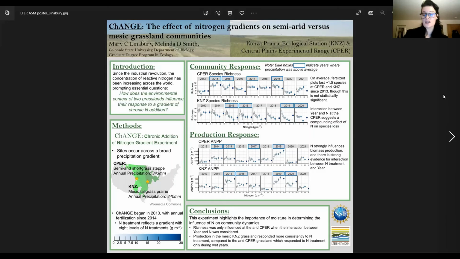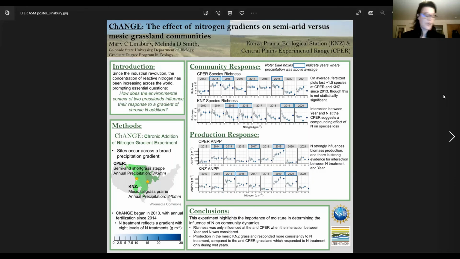We were able to see a pretty strong influence of nitrogen on production. And that became all the more obvious when we were either experiencing a wet year or just in general, this is more obvious at our wet mesic tallgrass prairie site. And so these results and some others that I'm not presenting here really drive home the fact that moisture is incredibly important in controlling the response of these communities to nitrogen addition, which makes sense because the plant growth itself is co-limited by nitrogen and water.